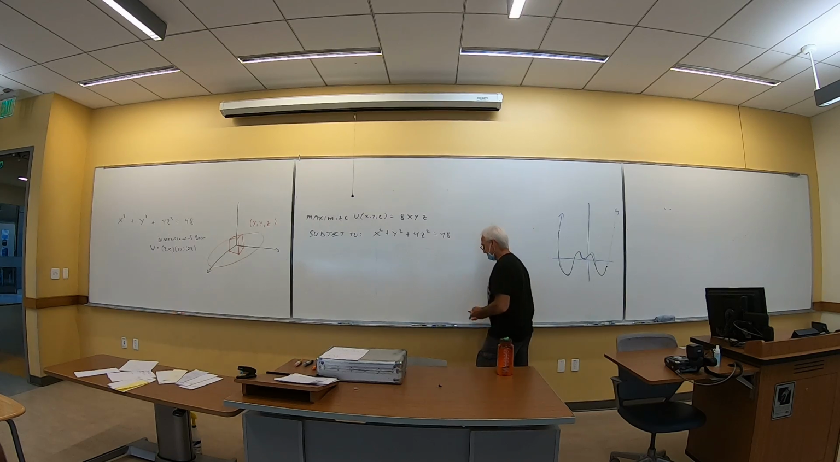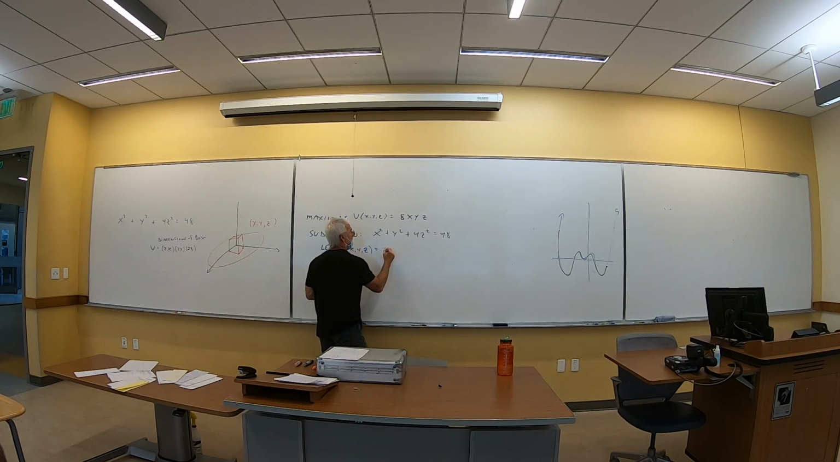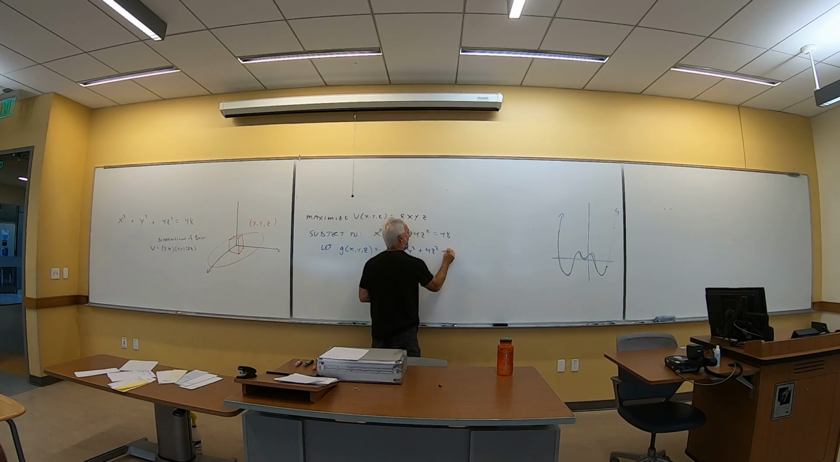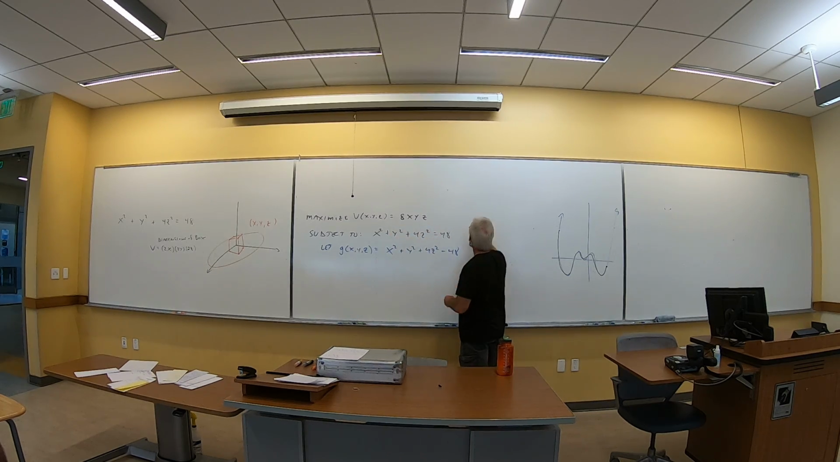So our first thing is to create a new function. How about we let g be x squared plus y squared plus 4z squared minus 48. Now, what is the gradient of V?